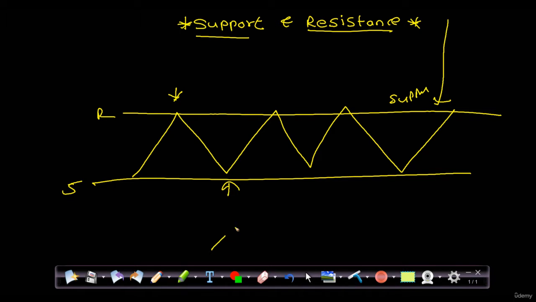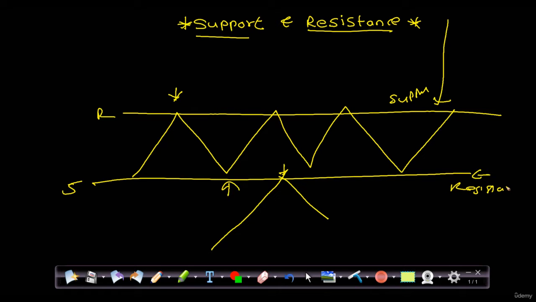If the market is moving upside and taking resistance here, or facing selling here and moving downside, that means this line will also act as resistance. It's not that it's only a support line, or only a resistance line. One line can represent both support and resistance.